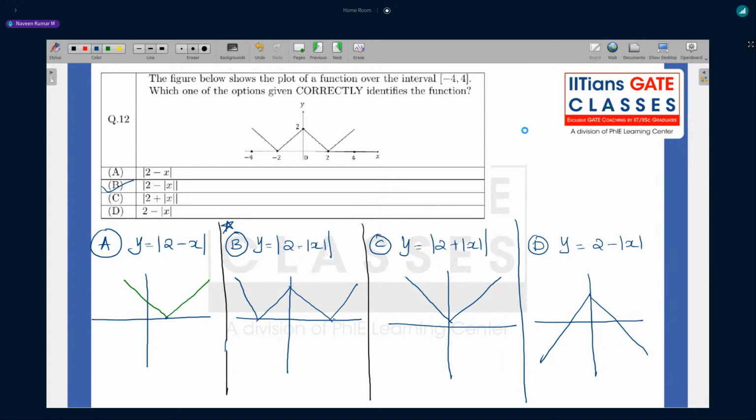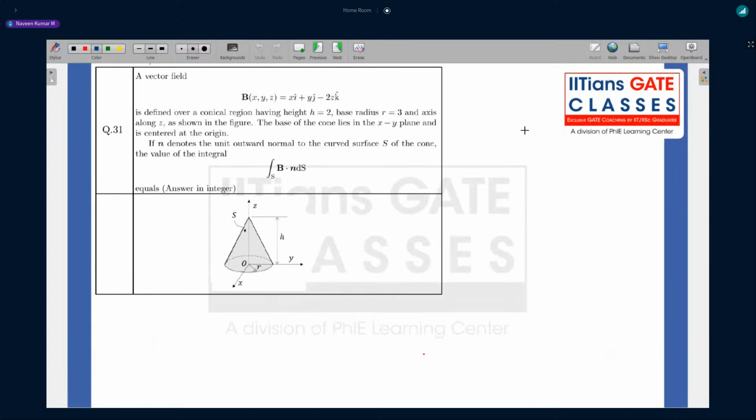Okay, good. Next. Now, this also, by looking at the question, you feel overwhelmed by what is given, but it's a very simple question. Okay, what is that? Let's read. A vector field B of x, y, z is equal to x i cap plus y j cap minus 2z k cap has been given. It is defined over a conical region having a height h equal to 2 and base radius 3, along the axis of z as shown in the figure.